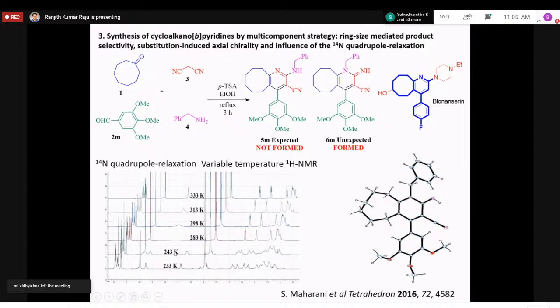And we wanted to do the low temperature NMR, for some reasons which I will discuss later. As we reduce the temperature and come to 233 Kelvin, you can see two doublets formed, because the NCN bond rotation is arrested, so these two CH2 protons become diastereotopic, and you get two doublets for these two CH2s. By that we confirm the presence of N14 quadrupole relaxation in this compound, and this was an interesting observation while we did this reaction.